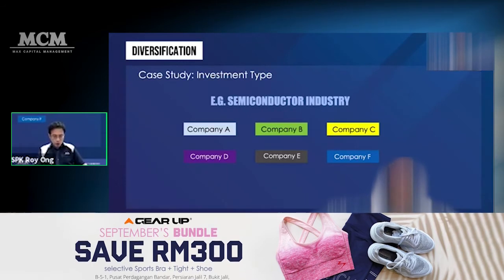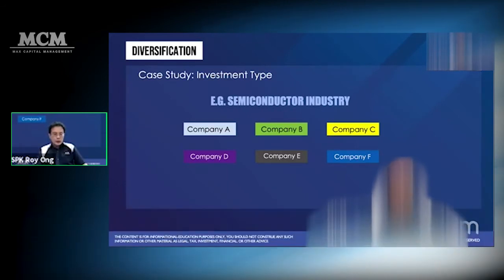Okay, case study number 2. Say today you are quite positive and looking into the semiconductor industry, or maybe some of you actually work in the semiconductor industry, and you know this industry will be growing for the next 5 years. So you want to invest in it, but the issue is you have limited funds. You can invest all your money into company A, hoping that 5 years later the company grows and you can make a lot of money from that.